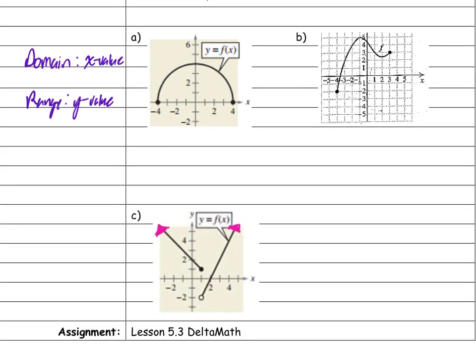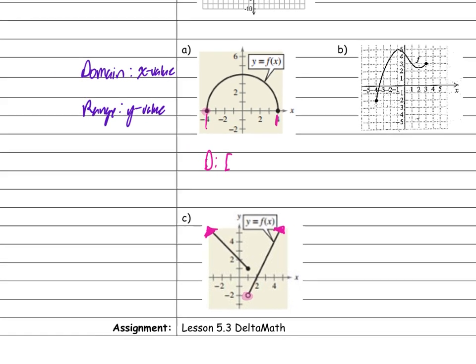Okay. So my domain goes from here to here. And if you see my endpoints are included because they're solid dots, which means I'm going to use the bracket, right? Bracket means it's included. If it was an open point like this, see this down here? I'm going to highlight it. This one down here is an open point. Then I would use the parenthesis. But because it's a closed point this way, it's a solid dot, I'm going to use the included brackets.